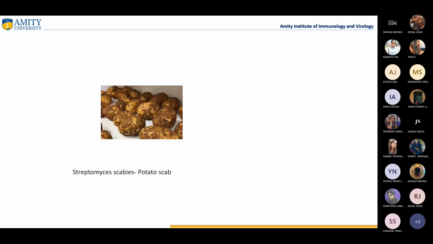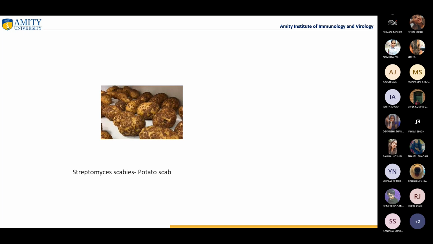This is again an example of a potato scab which is caused by Streptomyces scabies. So these kinds of symptoms on the skin of the potato we can see due to the scab which is being caused by the bacterial pathogens, right? So these are the common bacterial symptoms which are being shown.